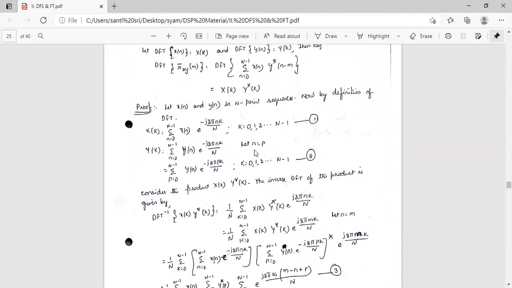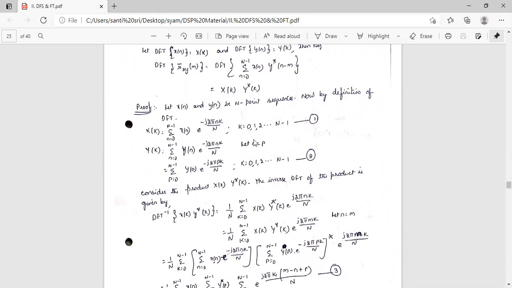Now by definition of DFT, X of k is equal to sigma n equal to 0 to N minus 1 x of n e power minus j 2 pi n k by N, where k is varying from 0 to N minus 1. That is equation number 1. Similarly, Y of k equal to sigma n equal to 0 to N minus 1 y of n into e power minus j 2 pi n k by N.